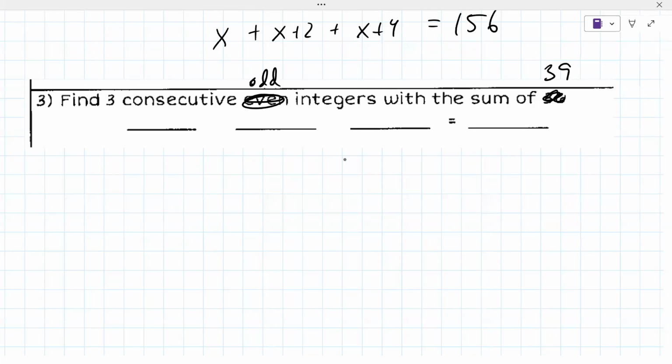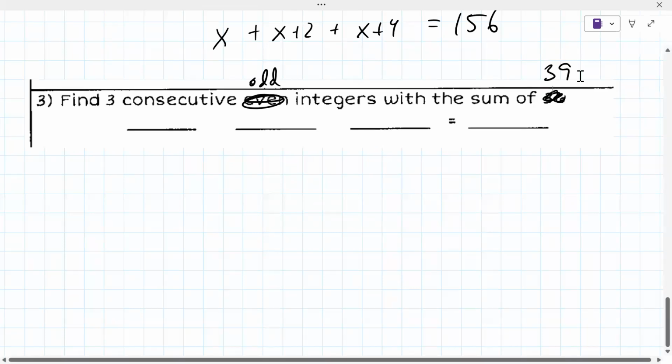Would it be for the first integer? Would it be 105? Or they're adding up to 39. So just try to think about what you just said. It can't be that large, right? Oh, yeah, that's right. Okay.